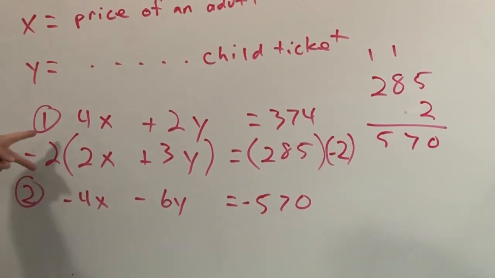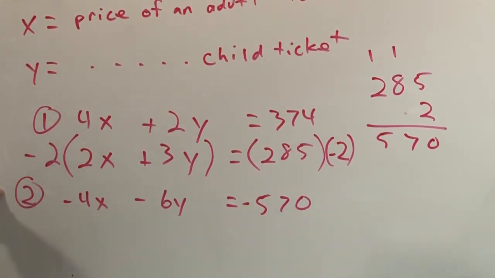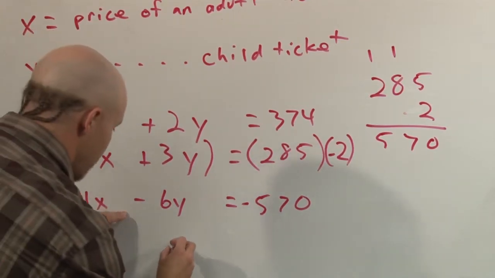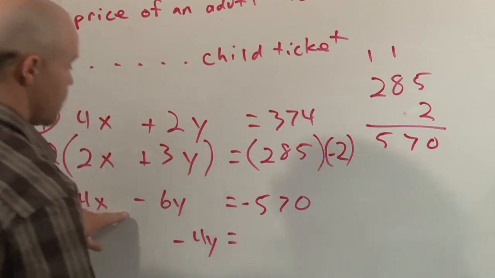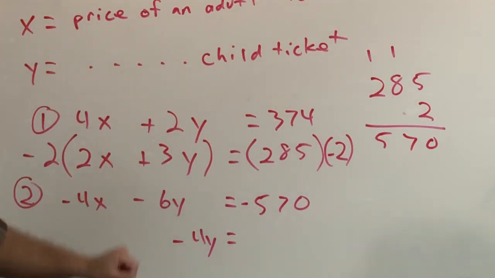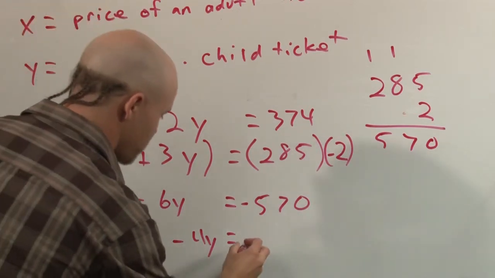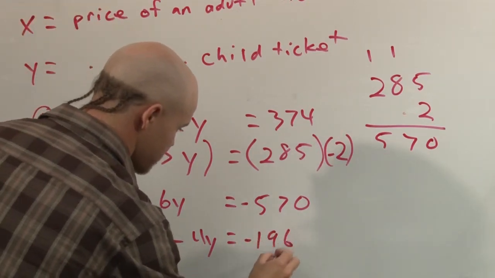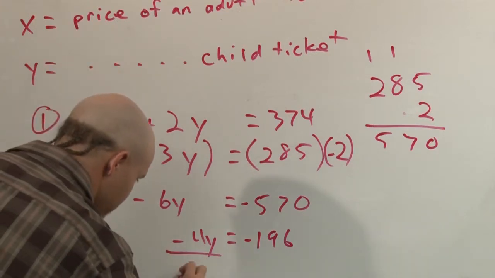Now what we're going to do is add our equations using our addition method to eliminate a variable. If we add these two, we're going to get a 0. If we add these two, we're going to have a negative 4y. And if we add these two, okay, so 374 and negative 570, this ends up being a negative 196. And then we have to divide by this negative 4.